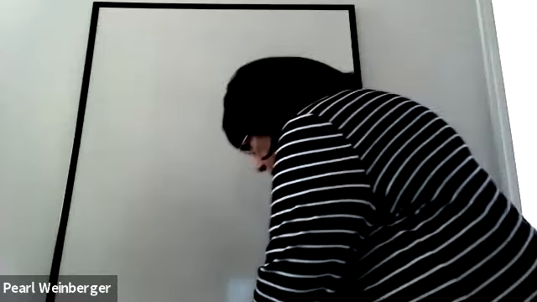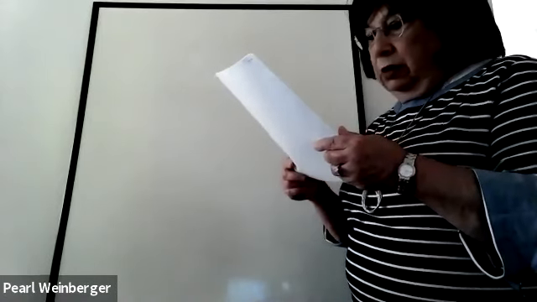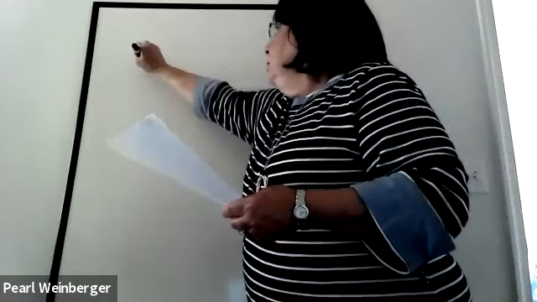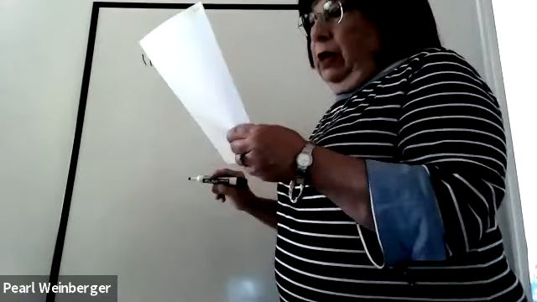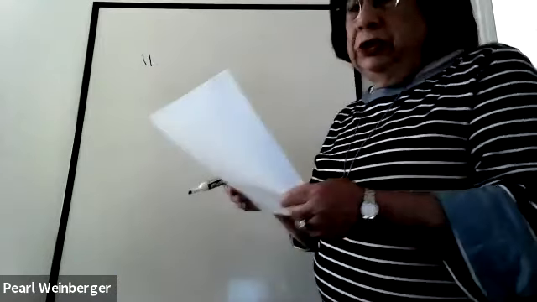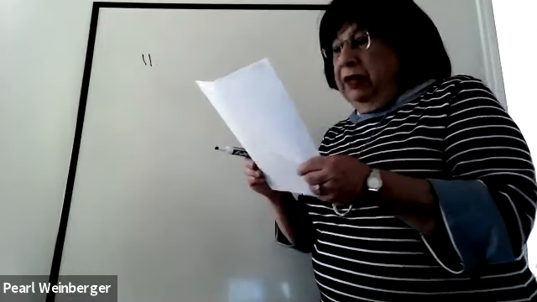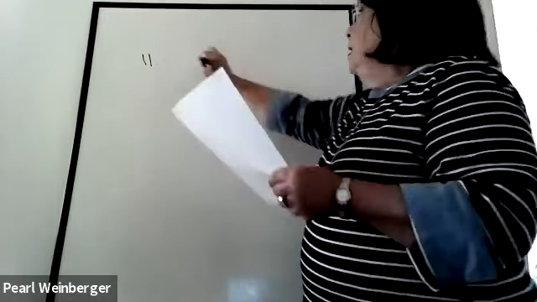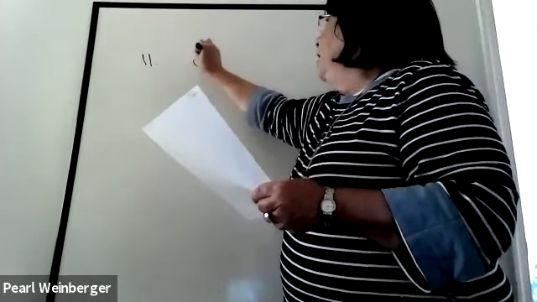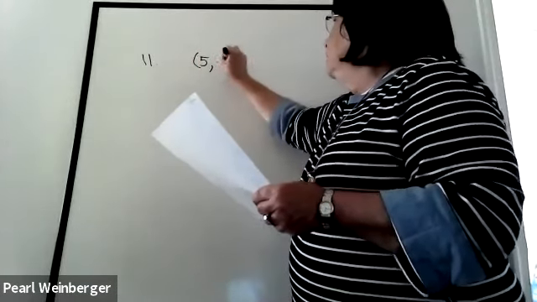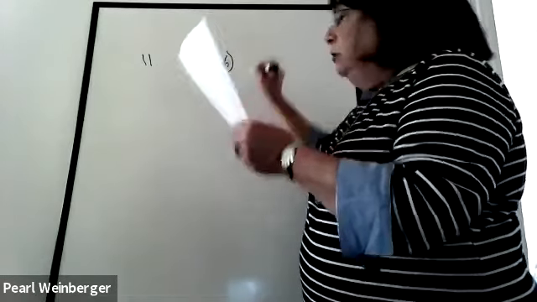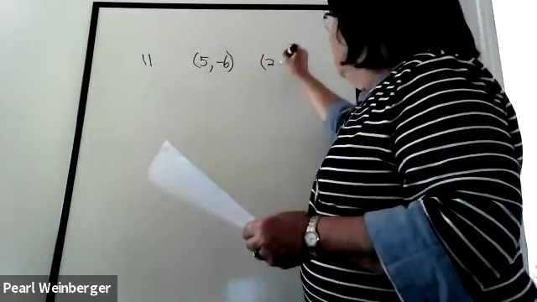Let's look at question. If you have your sheet, your example sheet, let's look at example number 11. Number 11 looks like this. Write a slope-intercept equation for a line with a given characteristics. It passes through the point 5, -6, and 2, -4.